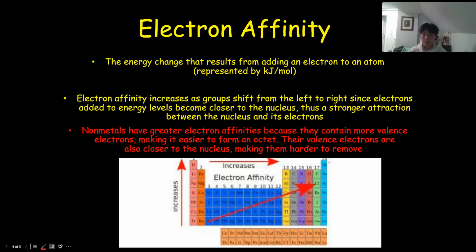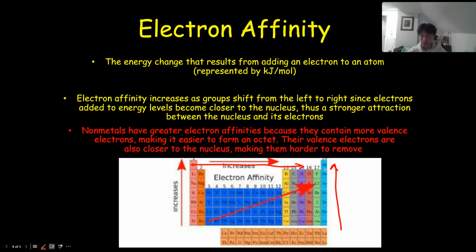relationship. The next one is electron affinity, and this is the energy change that results from adding an electron to an atom, which is represented by kilojoules per mole. In other words, electron affinity is an atom's readiness to accept or to attract an electron to itself. So kind of like electronegativity, which is why we are going to follow the same trend as we did for ionization energy and electronegativity. Left to right across a period and down to up across a group will increase your electron affinity.